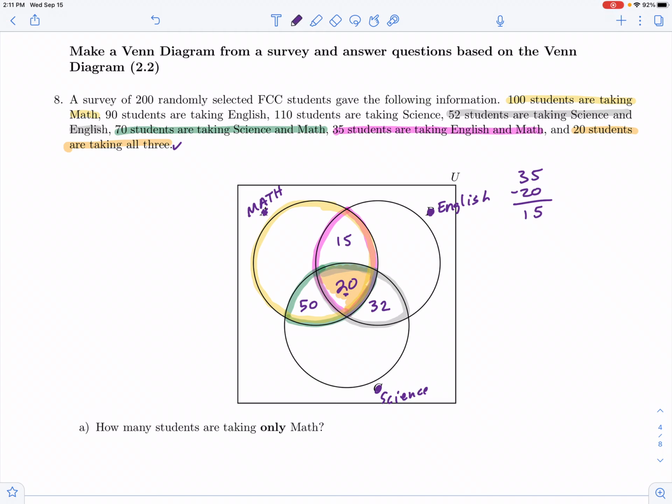But at the moment, we've got 15, 20, and 50 already in there. So we have to subtract that 50, 20, and 15 from the 100 to figure out how many are just taking math alone. If I do 50 plus 20 plus 15, I get 85. Then 100 minus 85 tells me that I'm going to have 15 that are just taking math and no other classes. All right, let's do the same thing now for English.